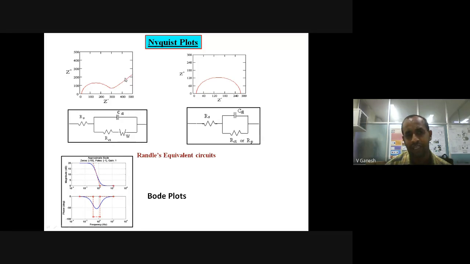So how do you distinguish between a straight line for diffusion and a capacitive behavior? In the case of diffusion, the phase angle should be 45 degrees and the slope of this line should be unity. That's how you distinguish between the straight line due to diffusion and capacitance. I'll come back to this point a bit later. Right now, assume that there is a small semicircle and a straight line, and this is the kind of equivalent circuit one would fit to determine the parameters.